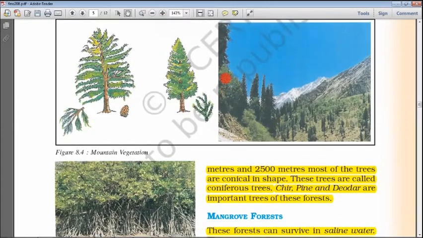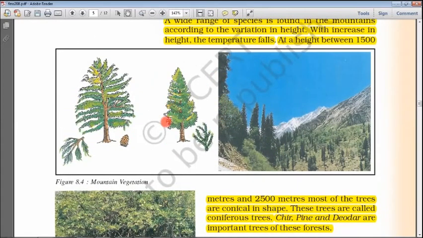Here the picture is given, so you can see that the trees are conical in shape because of the particular conditions in these mountain regions. Even these will avoid the snowfall because of this shape.